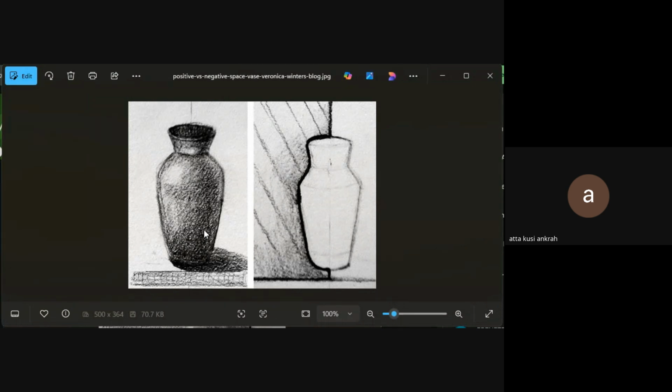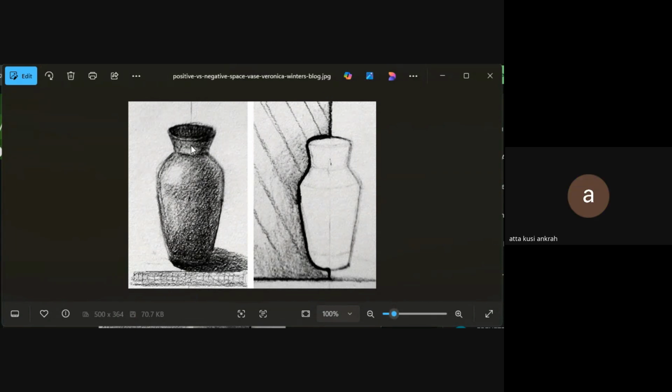Let me also ask this question. Is this object drawn below, above, or on the eye level? Select one. I've shown it on my screen so you can see. So below eye level.